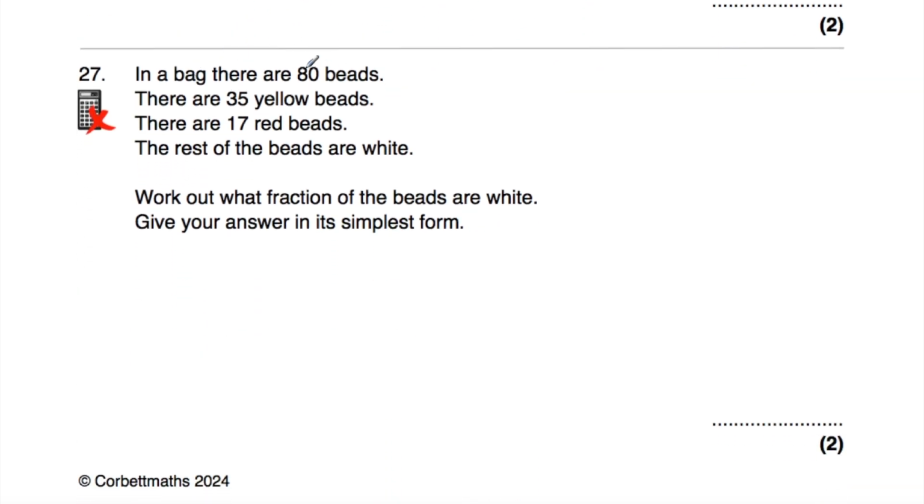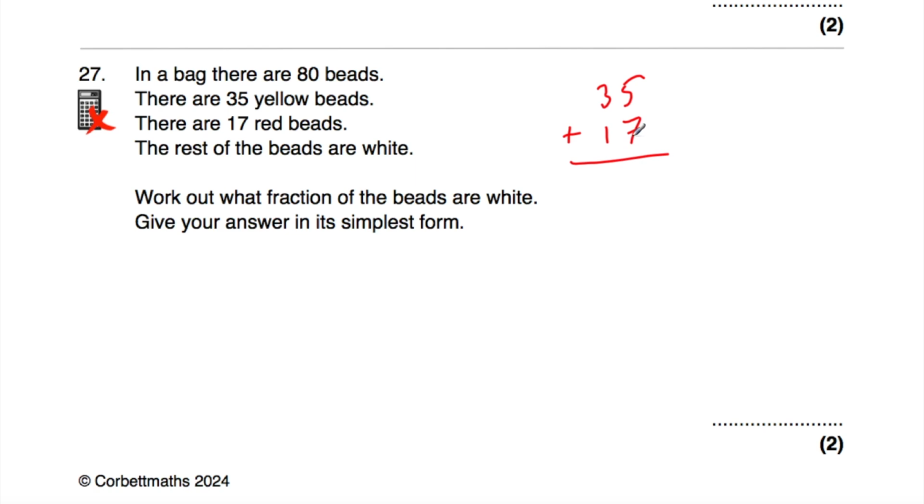Okay, let's look at our next question, question number 27. Question number 27 says, in a bag there's 80 beads altogether, 35 are yellow, 17 are red, and the rest are white. And the question says, what fraction of the beads are white? So let's work out how many white beads there are. We've got yellow, red, and white. Let's add together the 35 and 17, because if we do that, we can work out how many red and yellow beads there are altogether.